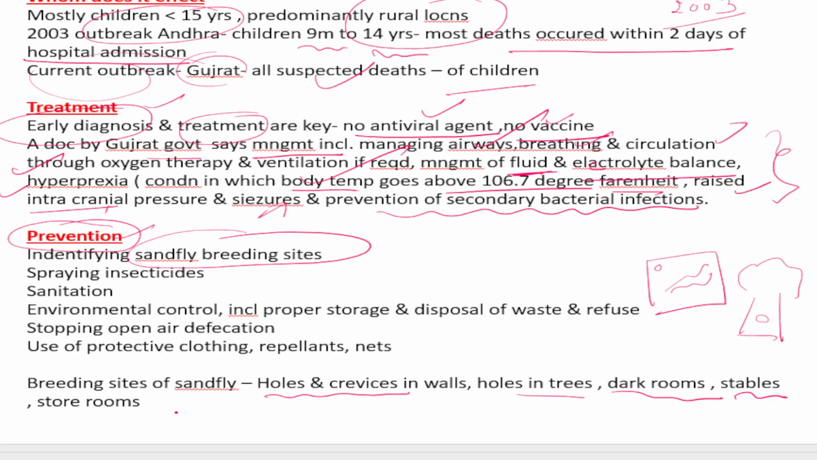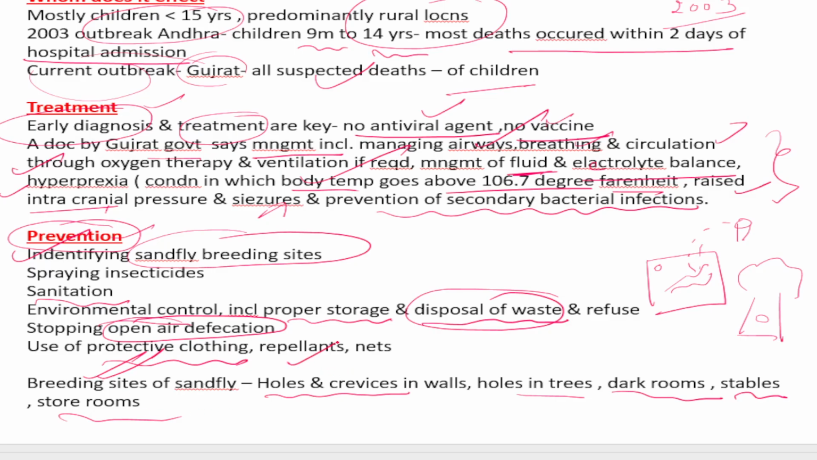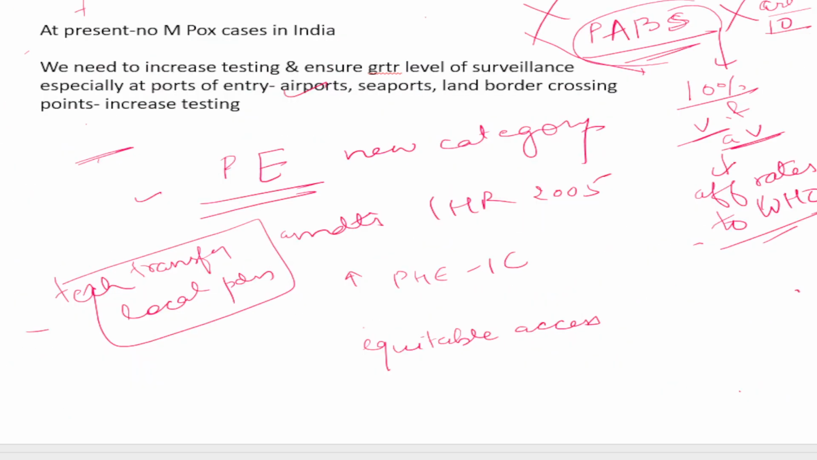Mostly in dark rooms, in the stables, in the storerooms. So, in closed spaces, dark spaces, holes, crevices, sandflies are found. So we need to identify these breeding sites. Then we have to spray insecticides in these breeding sites. Also sanitation is key. Environmental control, including proper storage and disposal of waste. Waste disposal should be proper. Open air defecation should be stopped. This is also a way of preventing the disease. Use of protective clothing, use of repellents for the insect, and use of nets. These are also important steps to prevent the disease.